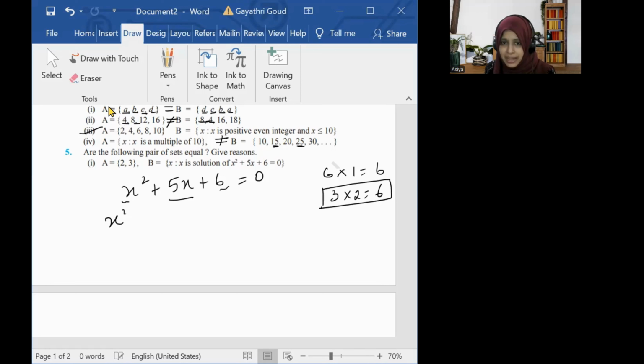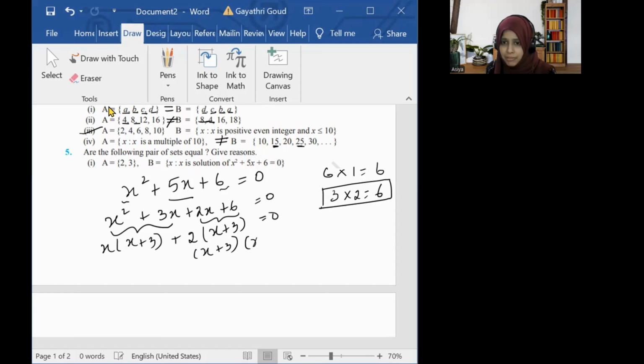I can split it up as x square, and 5x can be split up as 3x plus 2x, plus 6 equals 0. Now I can take x common here. I will have x plus 3, and in the last two terms, I can take 2 common, again leaving x plus 3. If I take x plus 3 common, I am left with x plus 2, which equals 0. So what are the values of x we have? Equate this to 0, and this to 0. You will get minus 3 and minus 2.